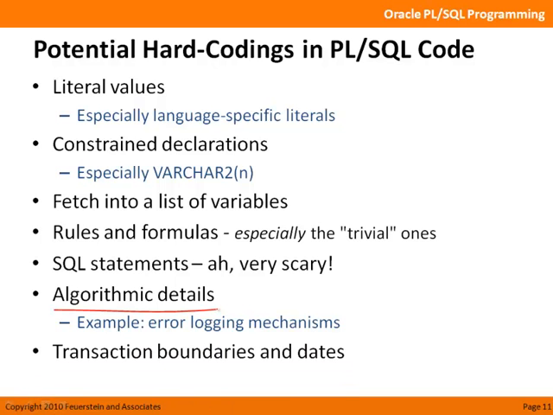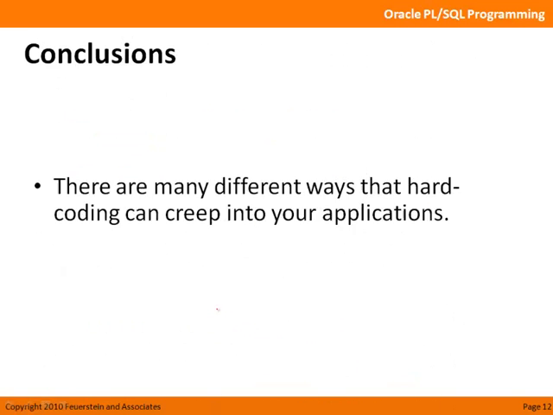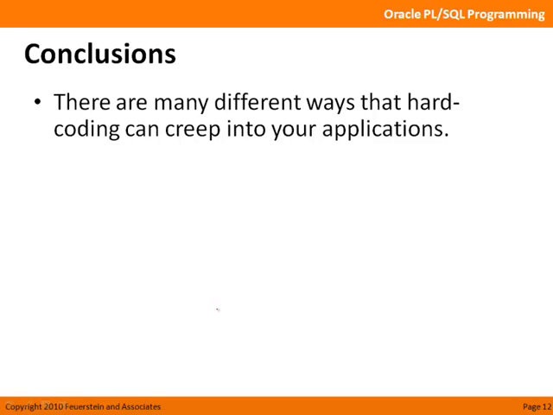Transaction boundaries and dates. Remember I had mentioned that I think a commit and a rollback are examples of hard coding, and even a reference to sysdate should be construed as a hard coding. You're assuming that you'll always want to reference today's date directly by calling sysdate. So lots and lots of possible hard codings. This can be rather intimidating for developers because there's so much to keep track of. But the main thing is to first of all recognize that you've got these potential hard codings. So lots of different ways that hard coding can creep into your applications.